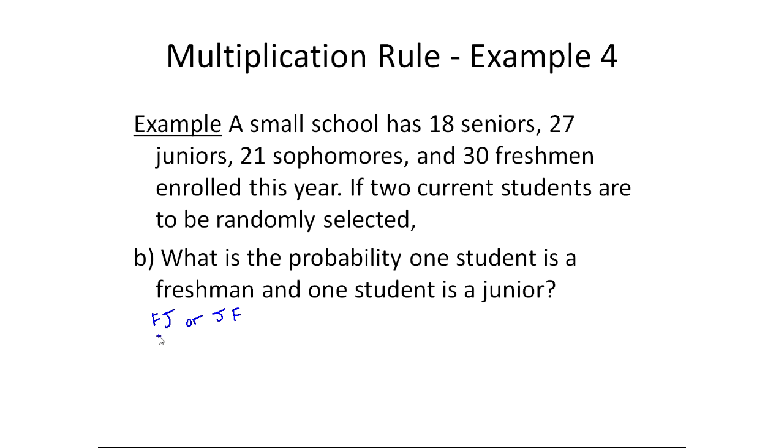So I actually have to use the multiplication rule twice, and I end up having to use the addition rule because of the or. So this will end up being probability of first freshman and second junior plus the probability the first is a junior and the second's a freshman.